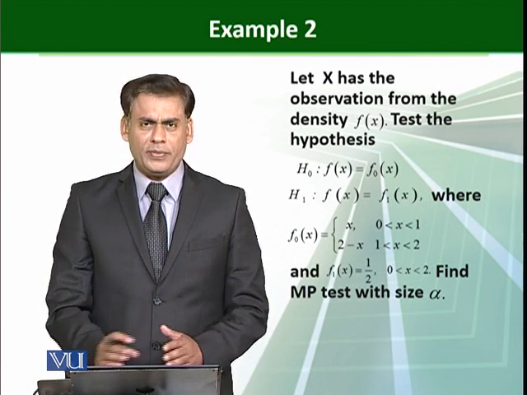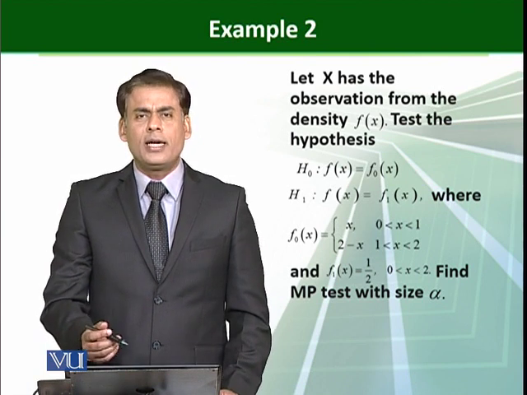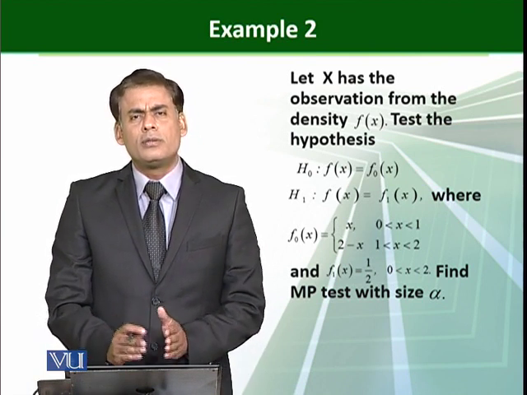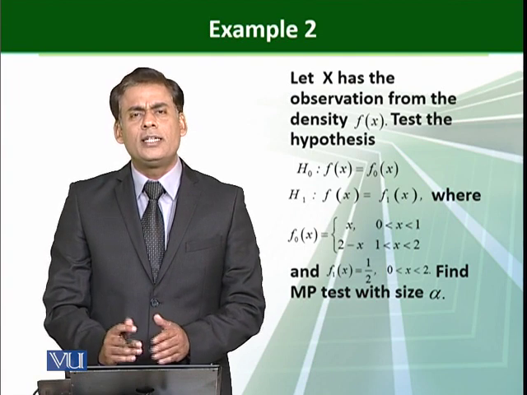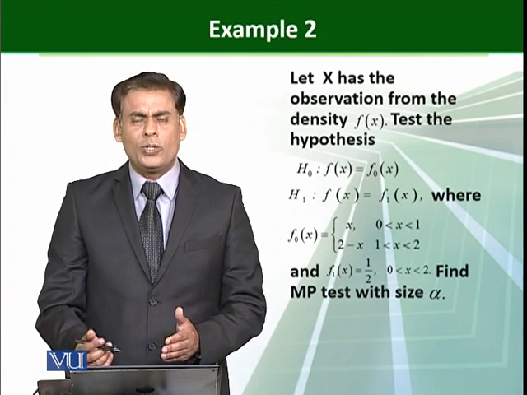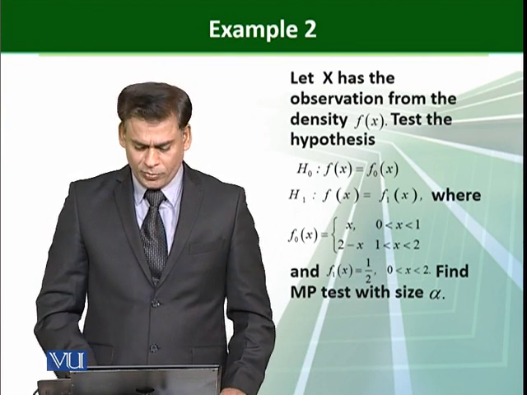This is some sort of different type of example. Here we are actually stating the null hypothesis and alternative hypothesis for the densities. So let's see how we develop the most powerful test for this one.